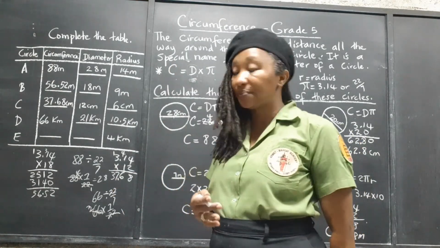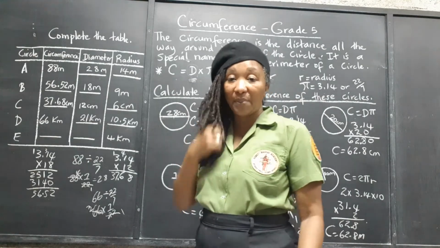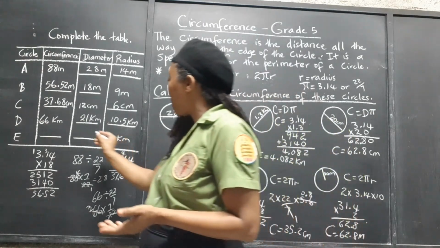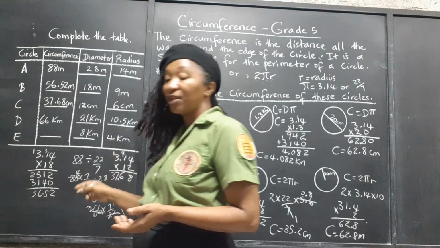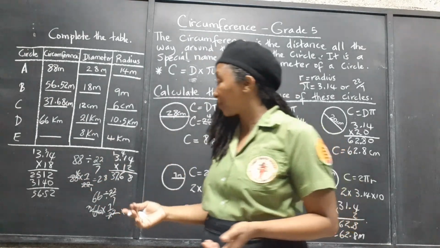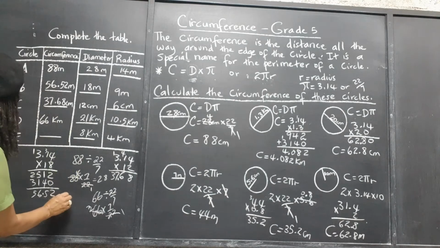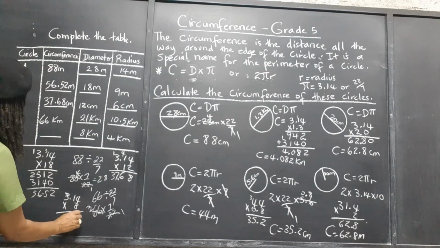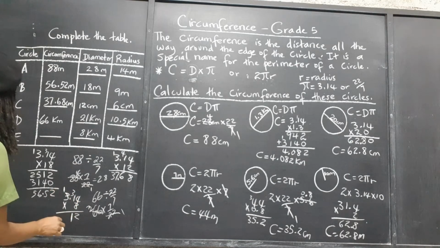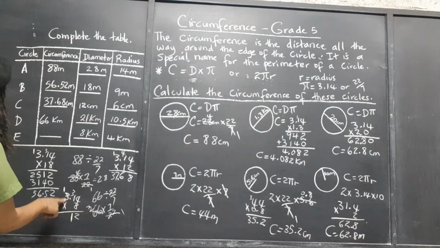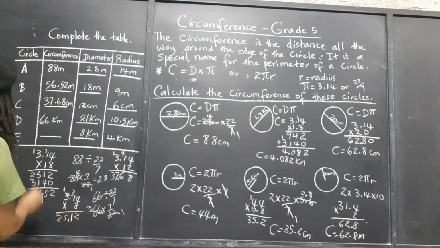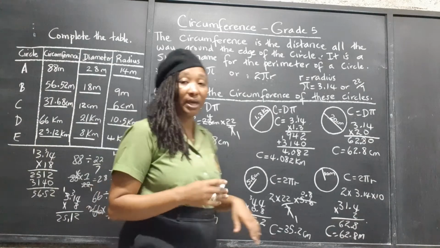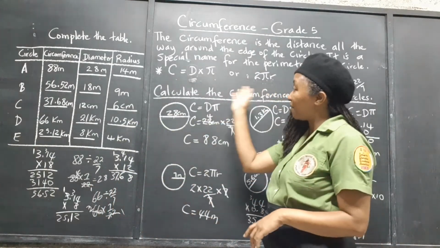Finally, for circle E, the radius is 4. That means the diameter is what? 2 times 4. The diameter is twice the radius. So the diameter is 8, and the circumference is the diameter times pi. So 3.14 times 8, 8 times 4 is 32, 8 times 1 is 8 and 3 is 11, 8 times 3 is 24 and 1 is 25, and that's 2 decimal places, 25.12 kilometers. Okay, so we completed the table using the information that we know.